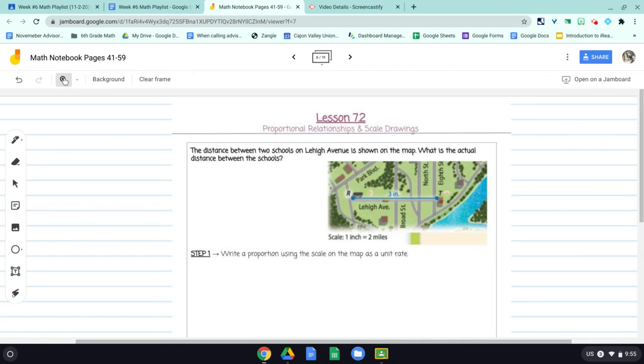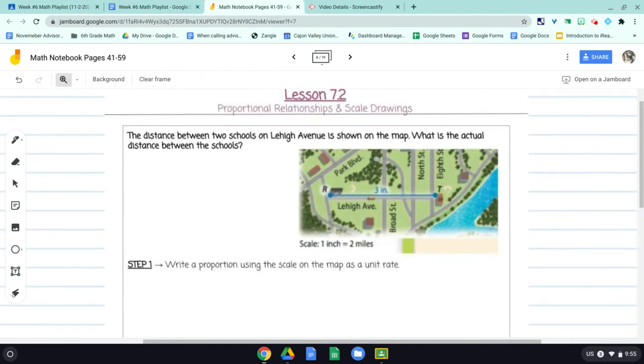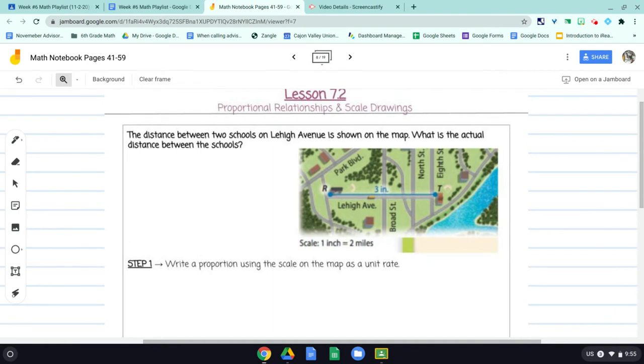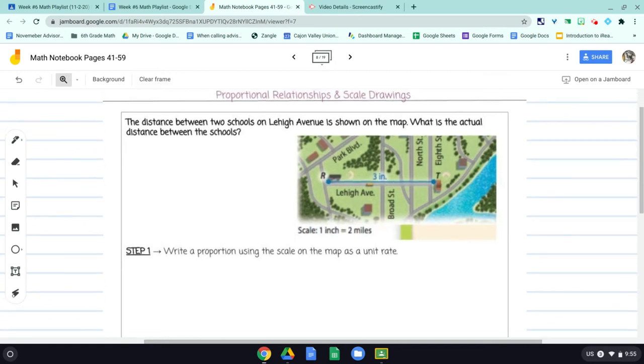So I'm going to zoom in a little bit further so we can get a closer look. Press the zoom button. There we go. Okay, so it says at the top, the distance between two schools on Lehigh Avenue is shown on the map. What is the actual distance between the schools? Okay, so we look at the map and we can see Lehigh Avenue is that road that goes this way. And it says from R to T, so from one school to another school is 3 inches on the map. And then if I look down here, we have scale, 1 inch equals 2 miles.